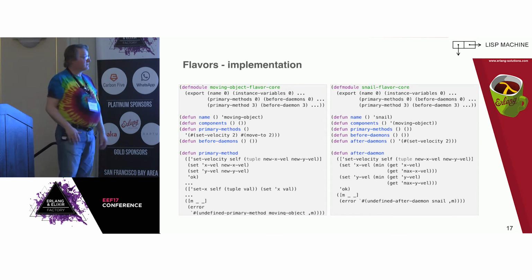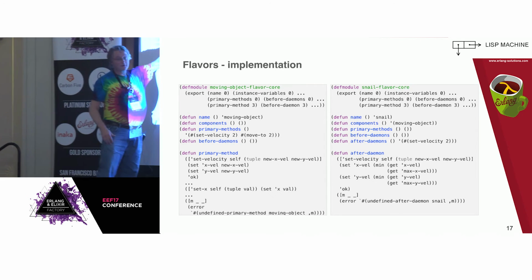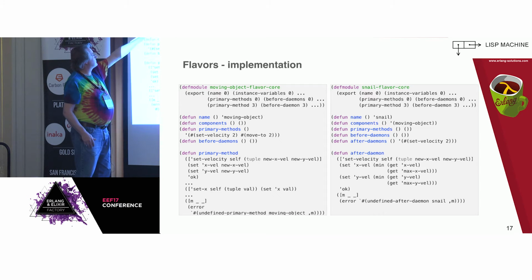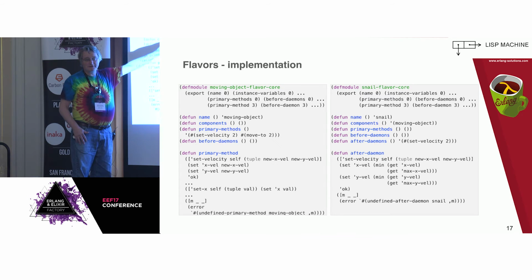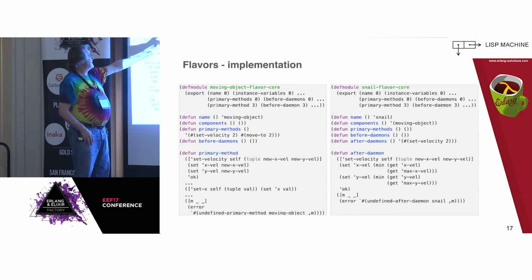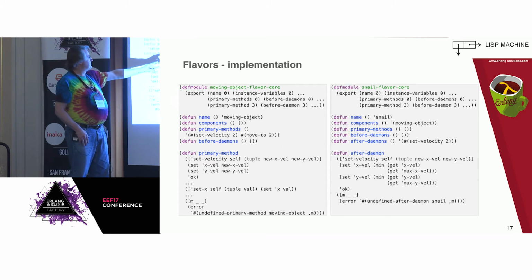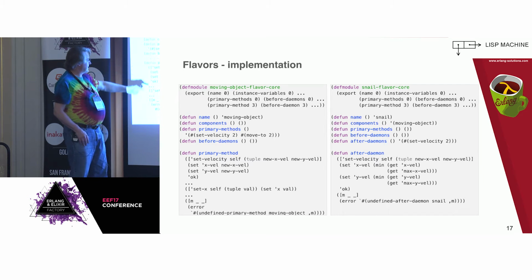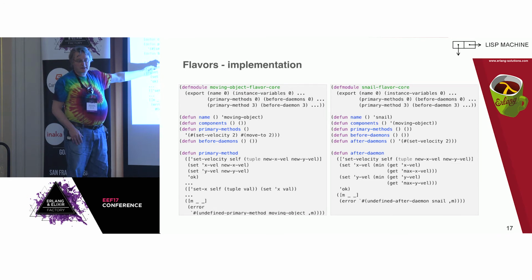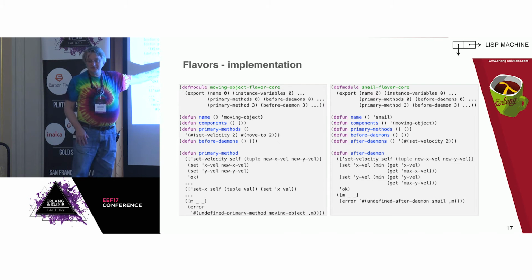It's extremely straightforward. So for example, for my moving object, I will define a function called moving object flavor core, which is a static one. And here I export a lot of functions. There are a lot of functions that give information about the flavor. I'm only including a couple of them here. So there's a name function. There's a list of components, which in this case was 0 here. We have primary methods. Well, there are 2 primary methods defined here. There's a set velocity and a move to velocity of 2 arguments. There are no before daemons, and I'm running out of space, so there are no after daemons as well. And there's information about the options, so I can see which are settable, which are gettable, etc.